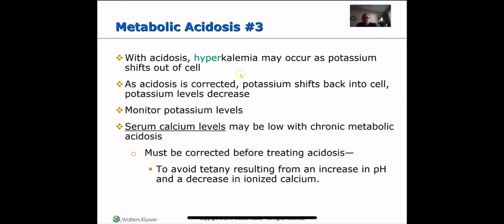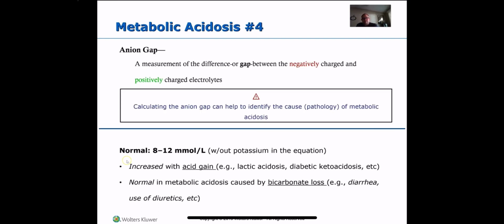With acidosis, hyperkalemia may occur, like we talked about, as potassium shifts out of the cell. And as it's corrected, potassium shifts back into the cell and the potassium levels decrease. So it's important to monitor your potassium levels as you're going through the patient's treatment of acidosis. Serum calcium levels may be low with chronic metabolic acidosis and must be corrected before treating acidosis to avoid tetany resulting from increased pH and decreased ionized calcium.